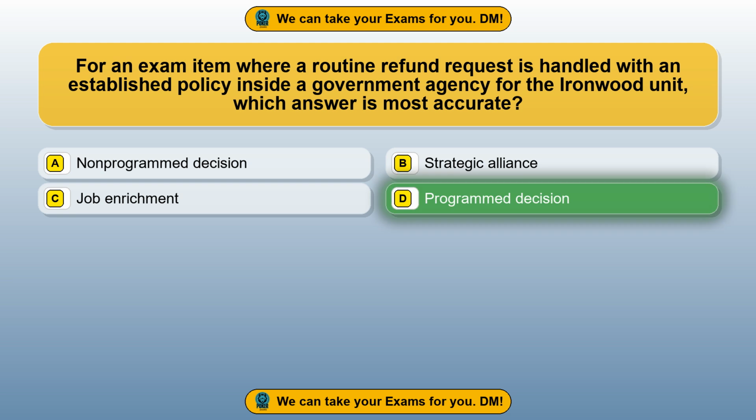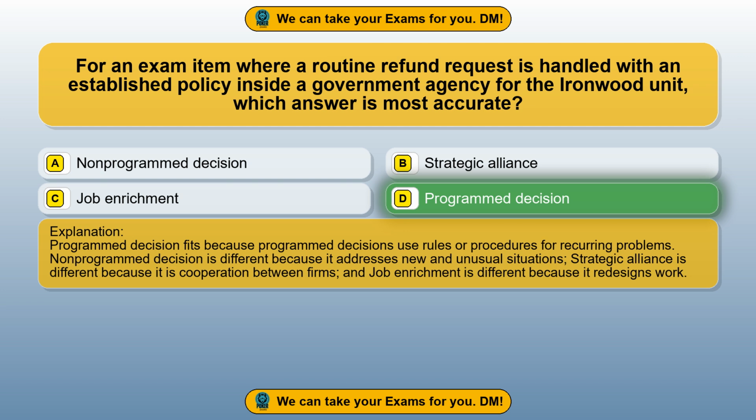Program decision. Program decision fits because program decisions use rules or procedures for recurring problems. Non-program decision is different because it addresses new and unusual situations. Strategic alliance is different because it is cooperation between firms, and job enrichment is different because it redesigns work.